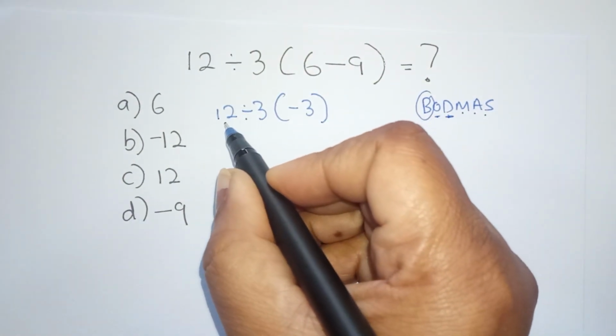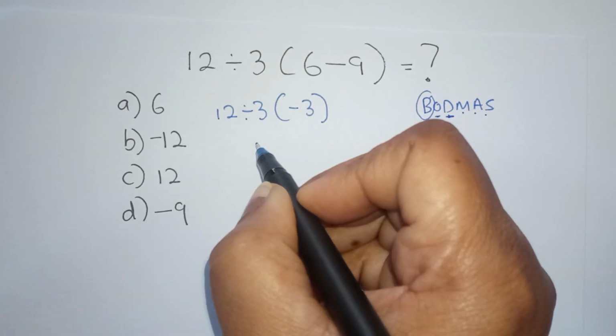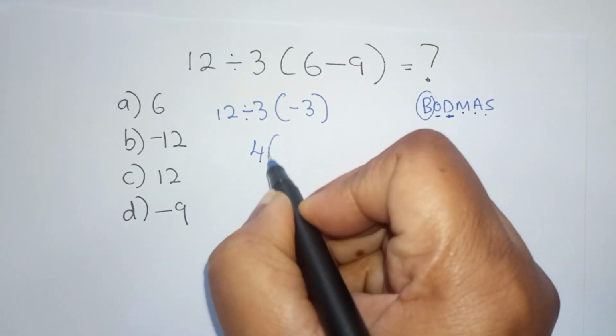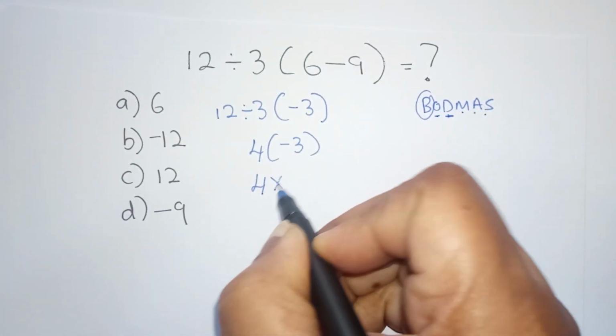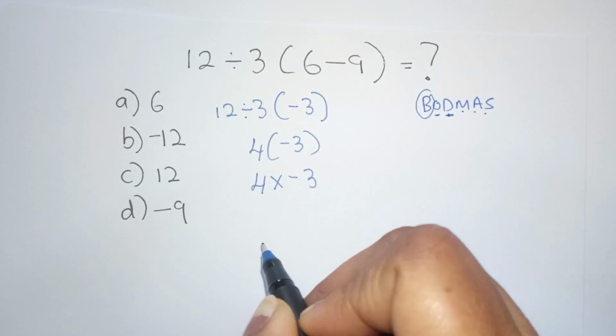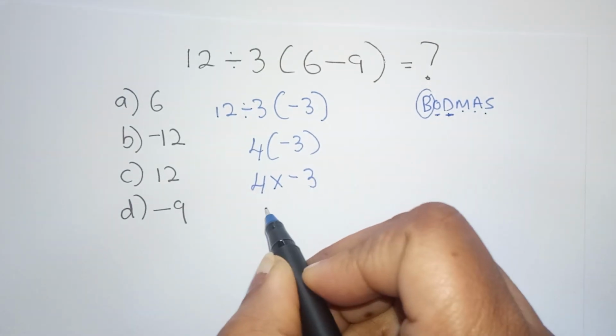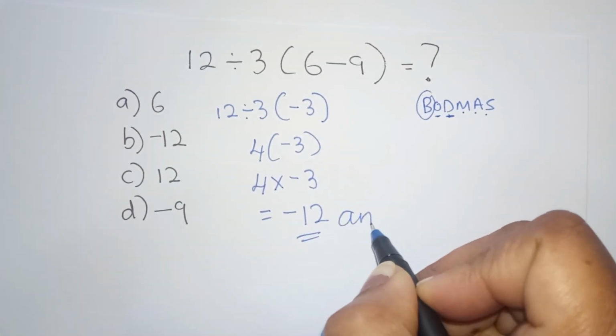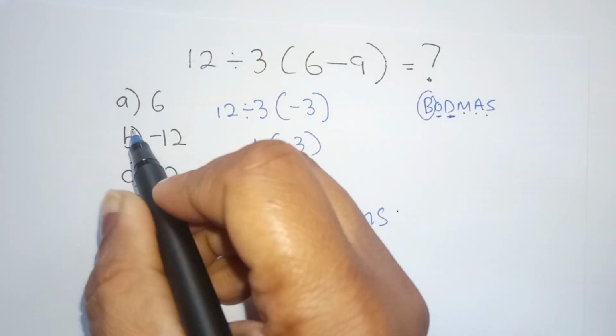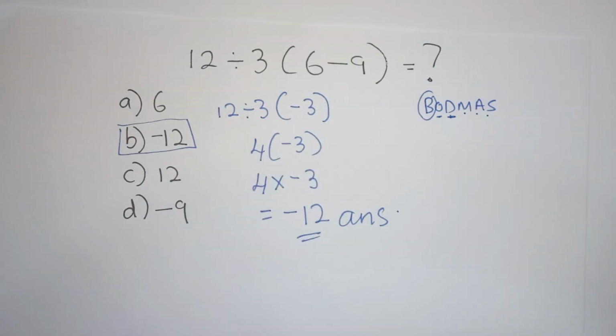We say 12 divided by 3 is 4, multiply by, which is 4 multiplied by negative 3. So 4 multiplied by negative 3 will get negative 12. So this is our answer. So here B is the answer.